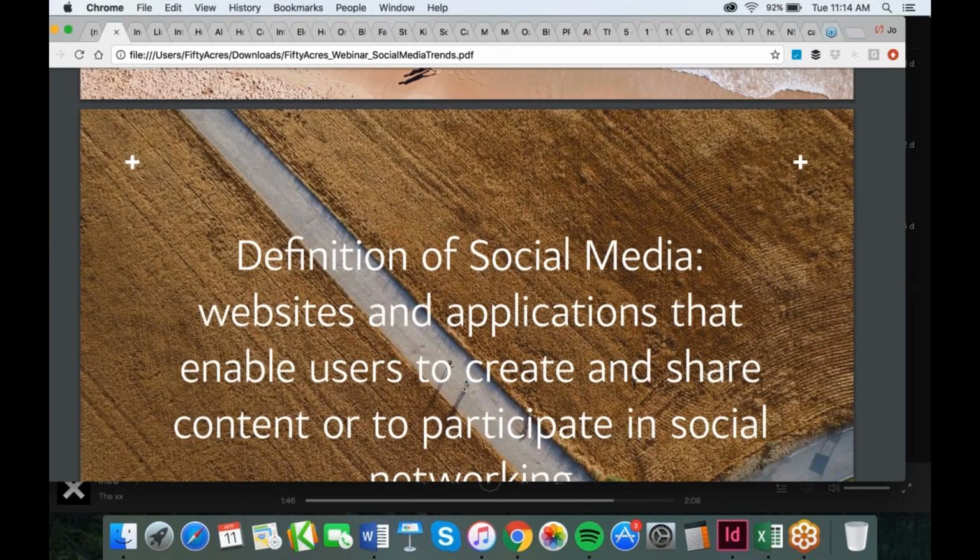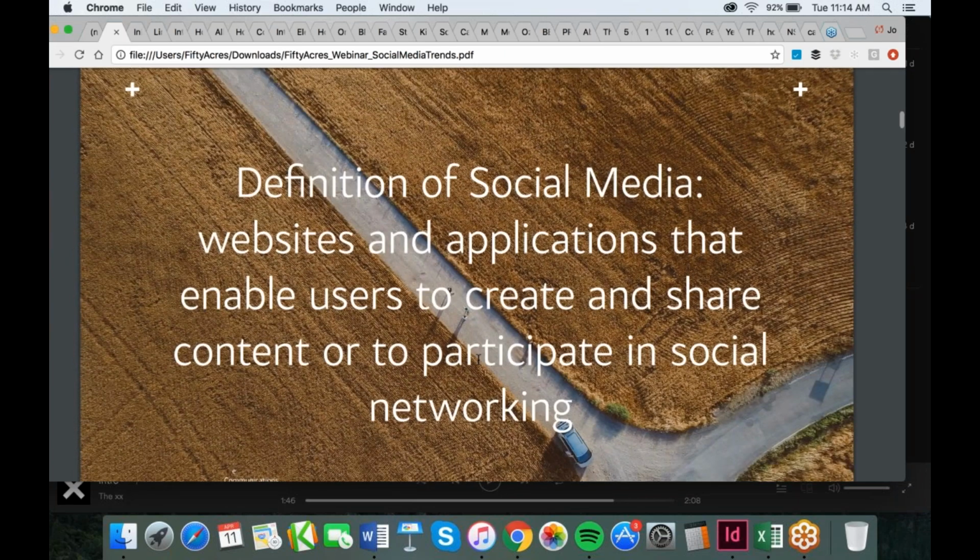So what's the definition of social media? Websites and applications that enable users to create and share content or to participate in social networking. We all know that, but what's really interesting is to see where it's going at the moment.